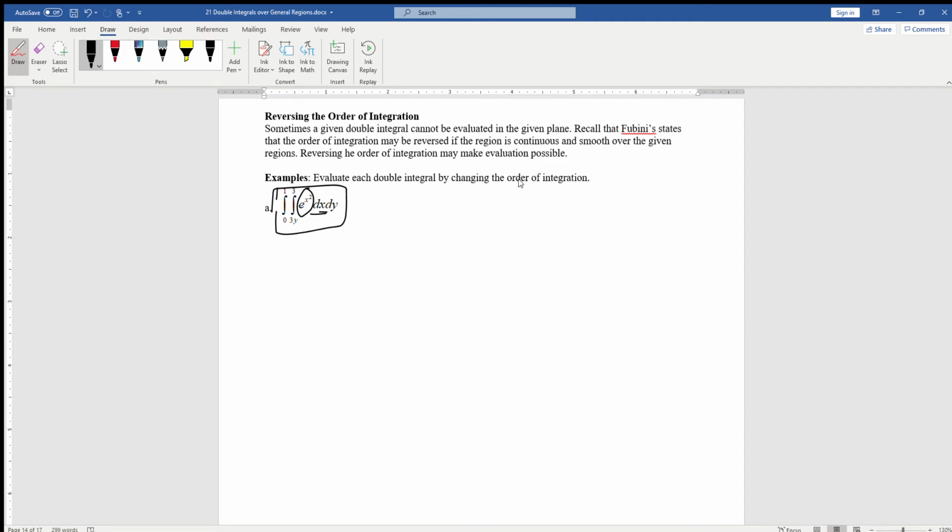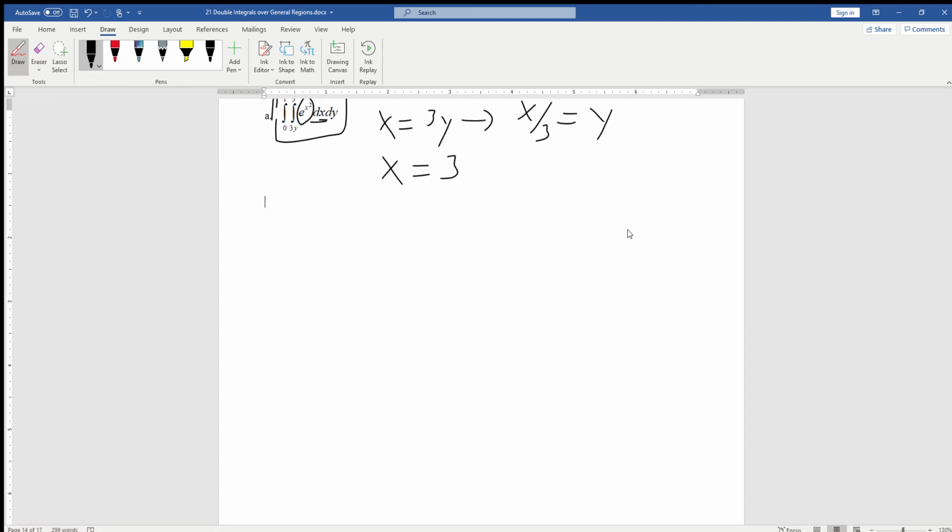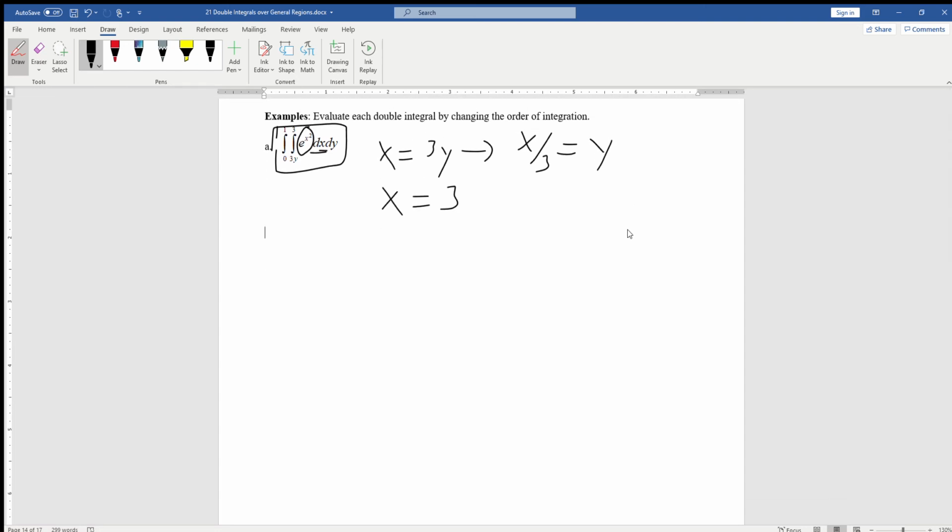So here's the process that we're going to utilize. We know that the lower bound is x equals 3y, or in other words, that's going to be x over 3 is equal to y. We also know that the other bound is x equals 3. So what we're going to do is graph this region and then change it from a type 2 to a type 1 region.